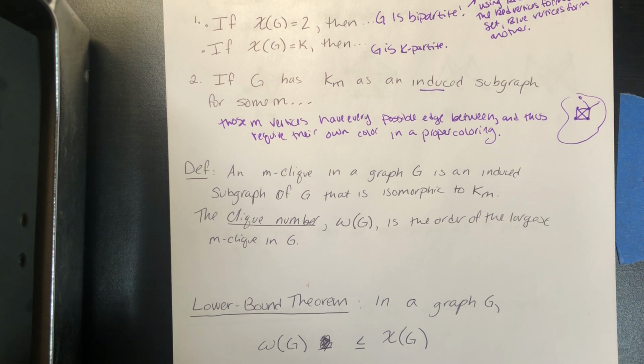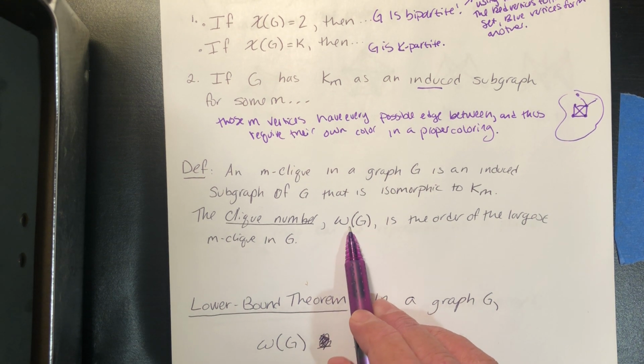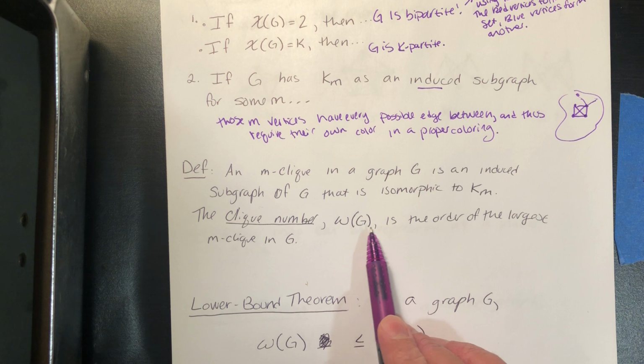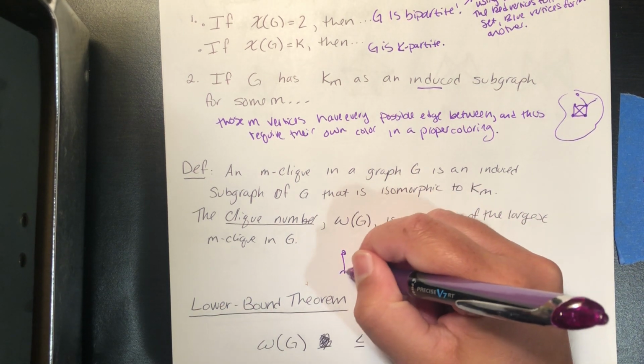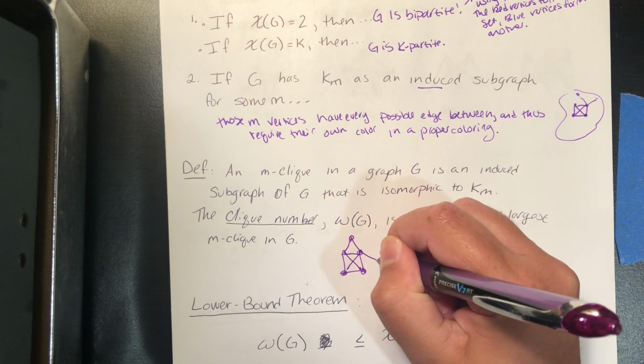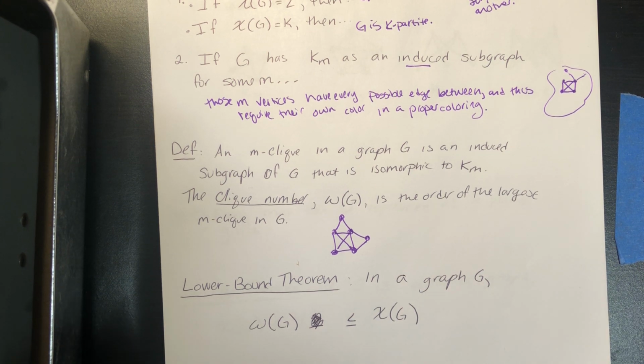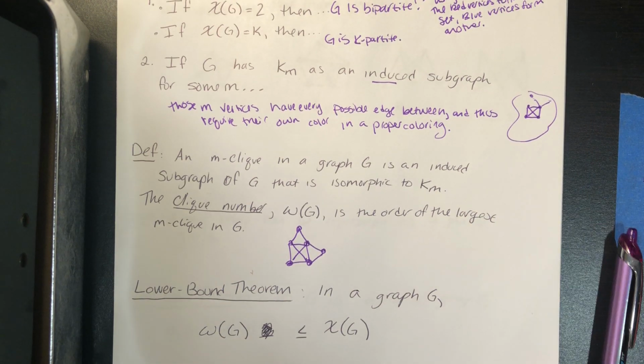We call the clique number, which we denote omega of G, it looks like a W, but that's a Greek letter omega. The clique number omega of G is the order of the largest m-clique in a graph. Okay, so just as an example, if your graph is this, right? The clique number is the size of the largest m-clique. So the largest induced subgraph that is a complete graph.